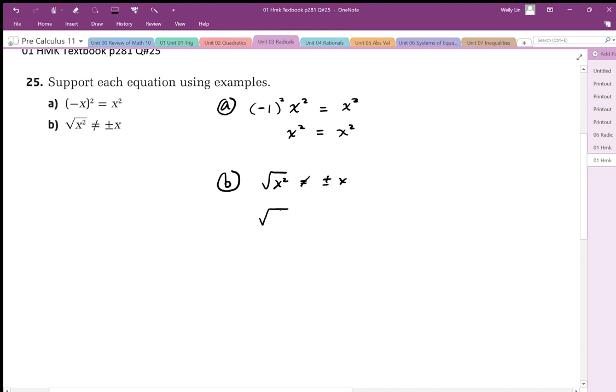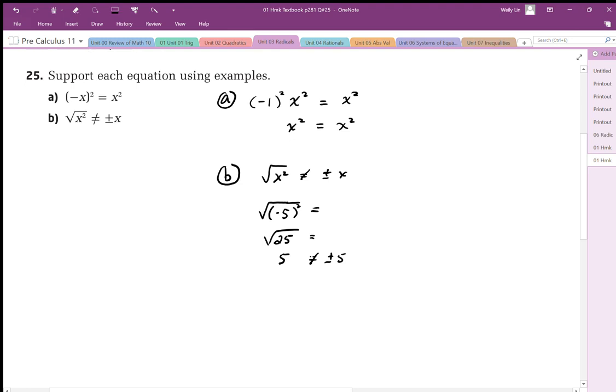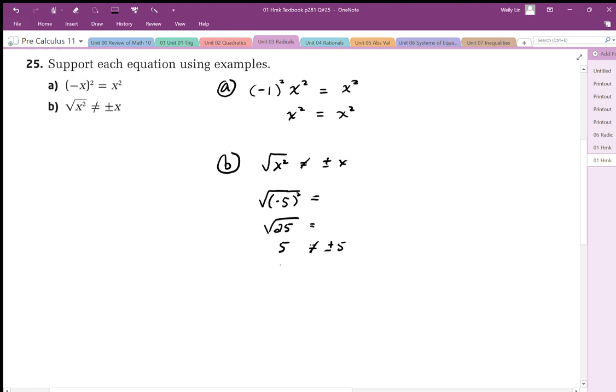So for example, if I plug in negative 5 and square that and work that out, I'm going to end up with square root of positive 25, and that's going to be equal to 5. And that is not equal to plus minus 5. In fact, it's only equal to the positive version. The same thing if I use an example of positive 5. Positive 5 squared gives me square root 25, and that's going to give me 5 again. And again, that's not going to be equal to the plus minus 5 that we're stating.